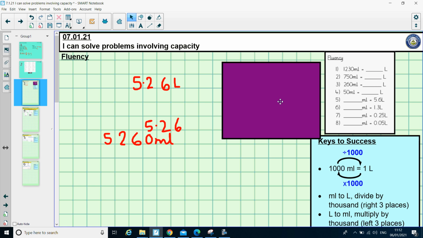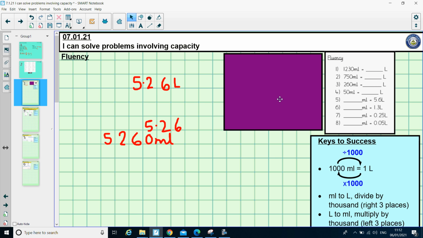So we've got some fluency questions for you to have a go at. There are 8 questions. The first 4 are converting from millilitres to litres. The second 4 are converting from litres to millilitres. So if you'd like to pause the video now and have a go at those, and I will go through the answers afterwards.